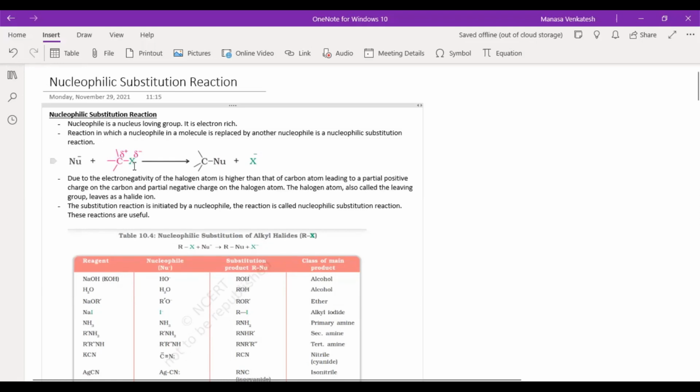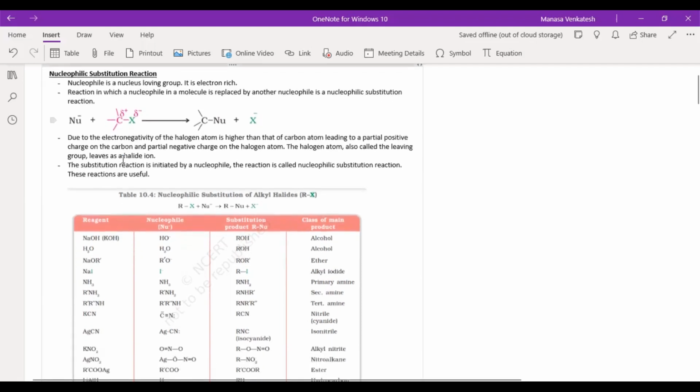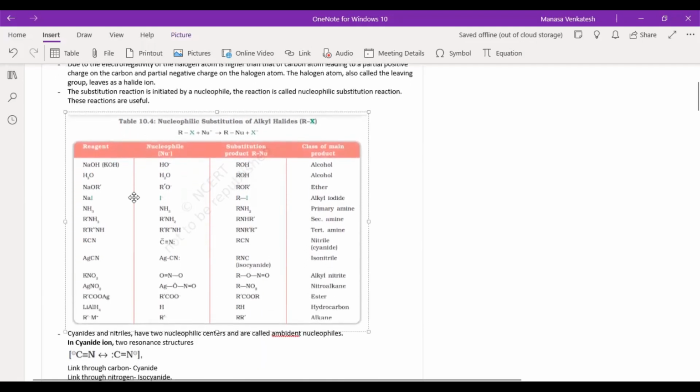Now, because of the electronegativity difference, you have a partial positive charge on carbon and a partial negative charge on the halogen, and this is why a nucleophile is going to come and attack a partially positively charged carbon atom. It is initiated by the nucleophile, and so it is called a nucleophilic substitution reaction. Here in your textbook, you actually have the reagent and the nucleophile. The nucleophile which is going to get attached will decide the kind of product which is formed.